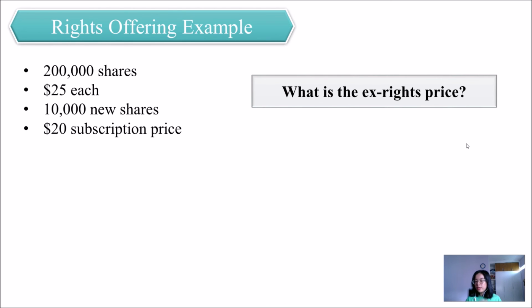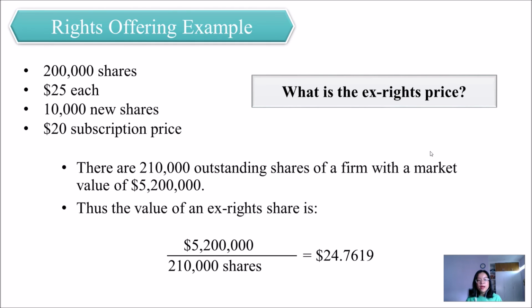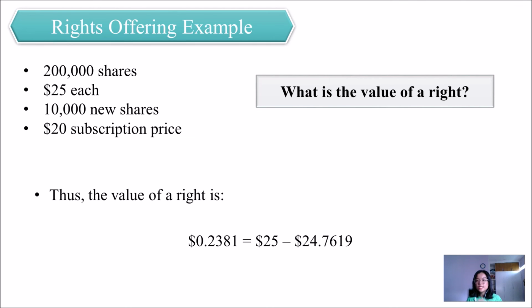To move on to the next question, what is the ex-rights price? We can see that the firm has a total of 210,000 shares outstanding with a market value of $5,200,000. So the value of an ex-rights share is simply equal to the market value divided by the total outstanding shares of the firm, and we have the result, which is $24.7619.